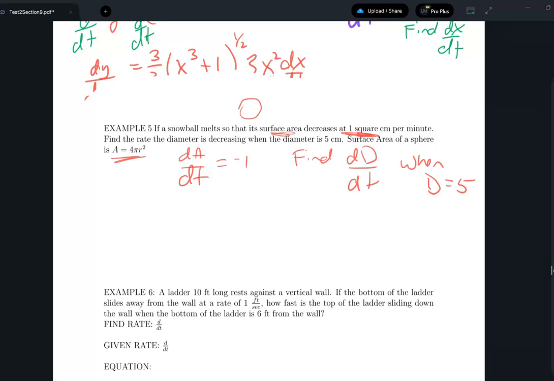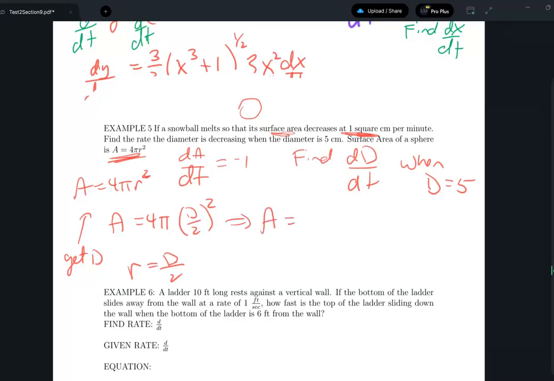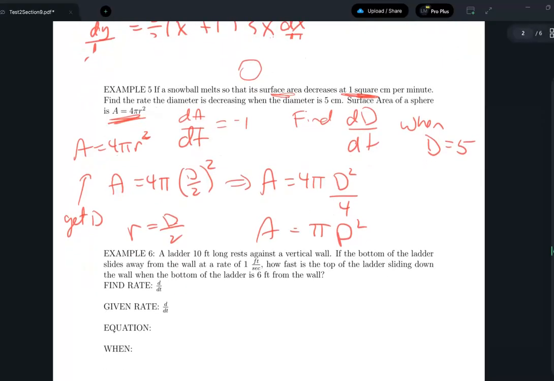Okay, so let's see. My area equation does not have diameter, does it? It has radius. So I want to get d into this equation. You know that radius is d over 2, right? So I'm going to substitute in d over 2, and then I'll square it. D over 2 squared. And I'm going to suggest you simplify this before you take a derivative. Oh, will you look at that? My equation just turns out to be pi d squared. So now I'm ready to take the derivative.